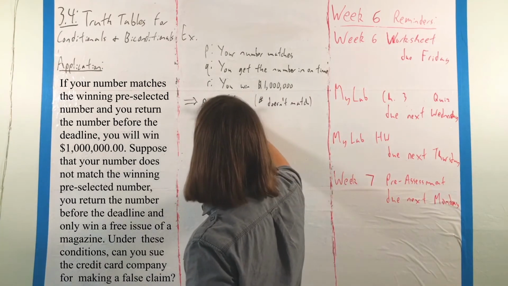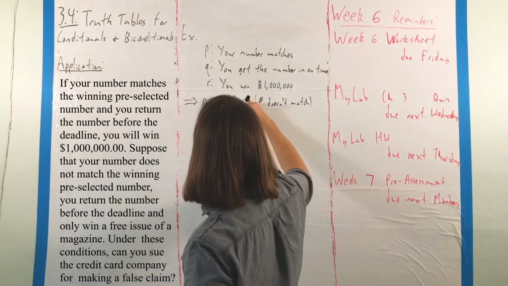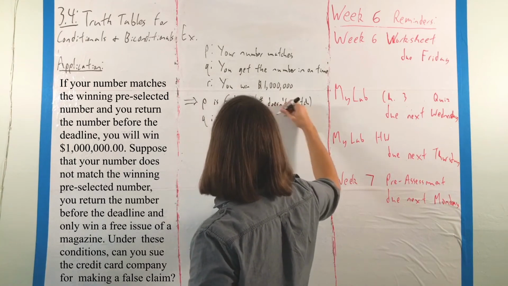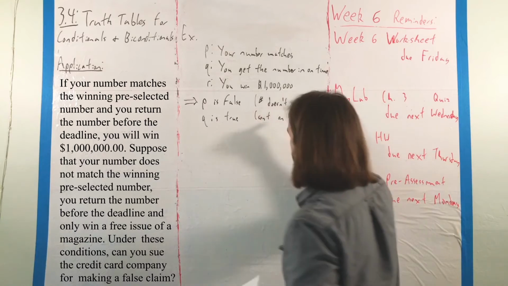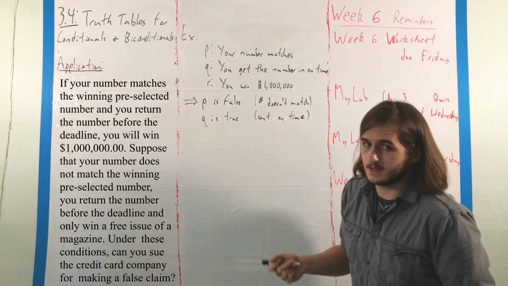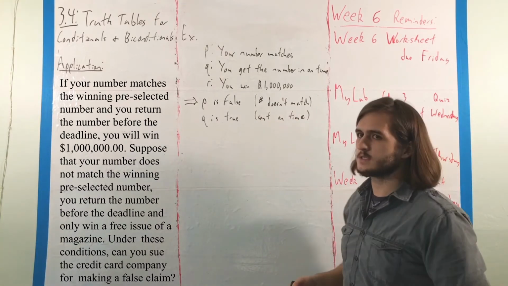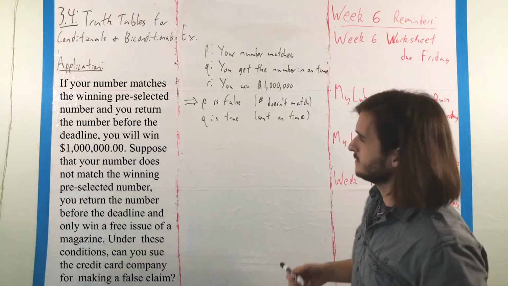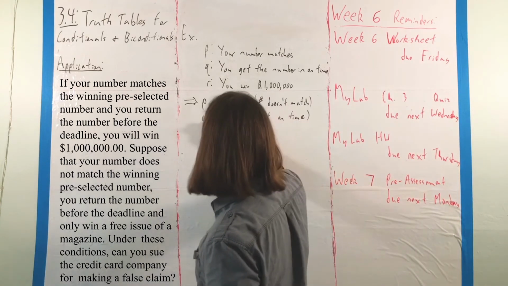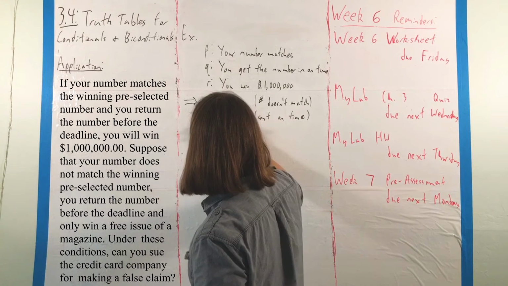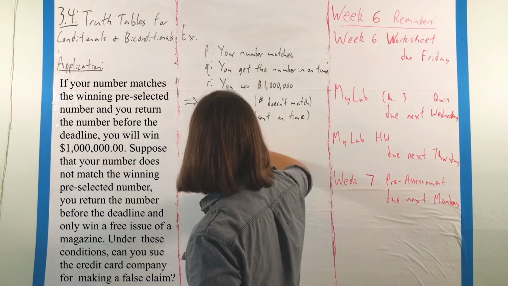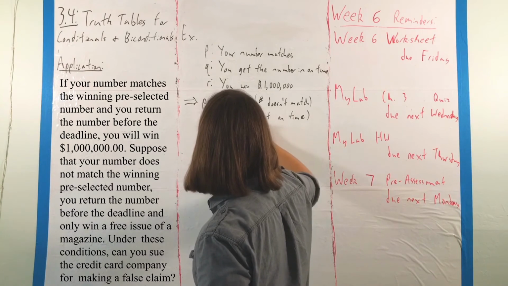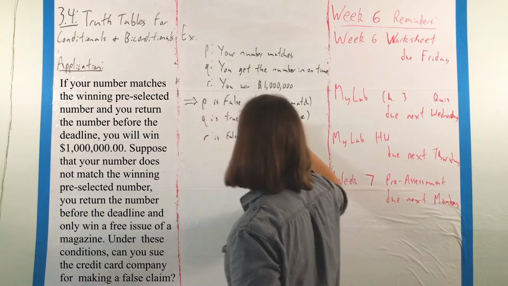Then Q is true because you did send it on time, even though it doesn't really matter for you because you weren't sending the right number. You did at least send it on time, so maybe you should get something, like a magazine. And then finally, R is unfortunately very much false, because a magazine generally isn't going to be worth $1 million.